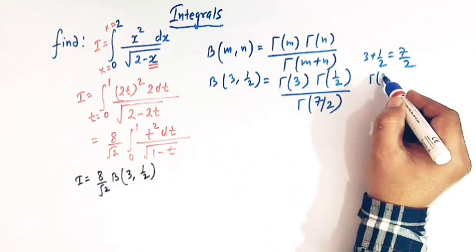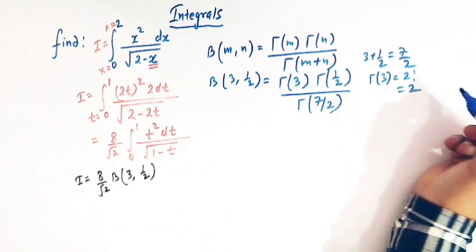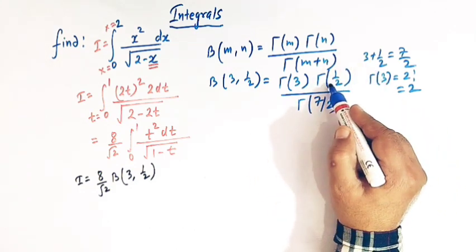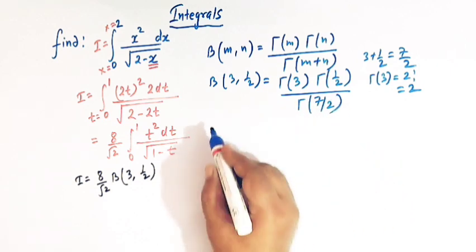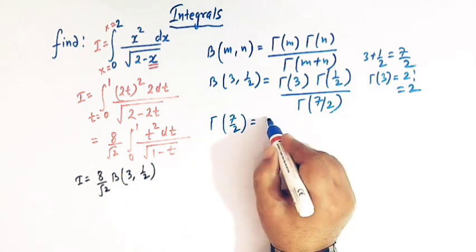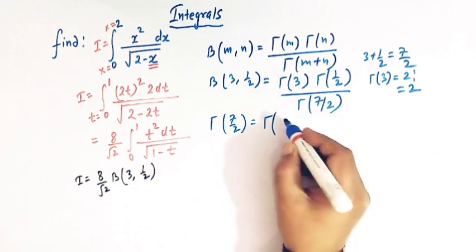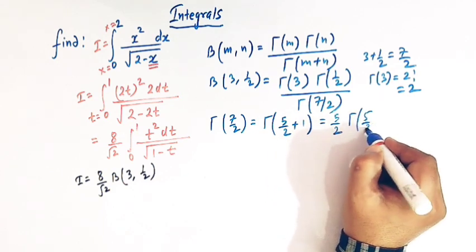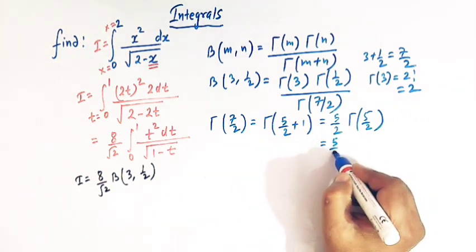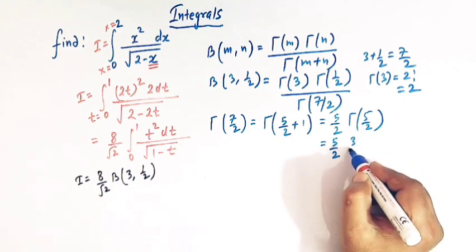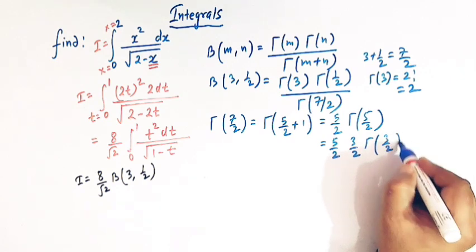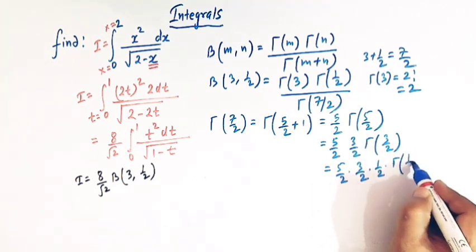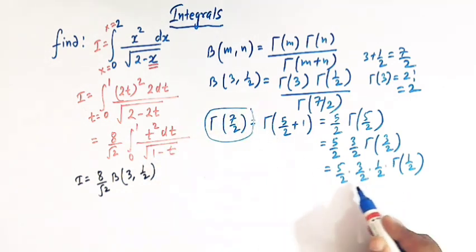Now see, gamma of 3 can be written simply as 2 factorial, which is 2, and gamma half can be replaced by square root of pi, but we'll cancel it out from the denominator, right? Now gamma of 7 by 2 can be written as gamma of 5 by 2 plus 1, so this is 5 by 2 times gamma of 5 by 2, right? And further we can write gamma of 5 by 2 as 3 by 2 times gamma of 3 by 2, and then 3 by 2 gamma of 3 by 2 as half times gamma of half, right? So this quantity is equal to this expression.